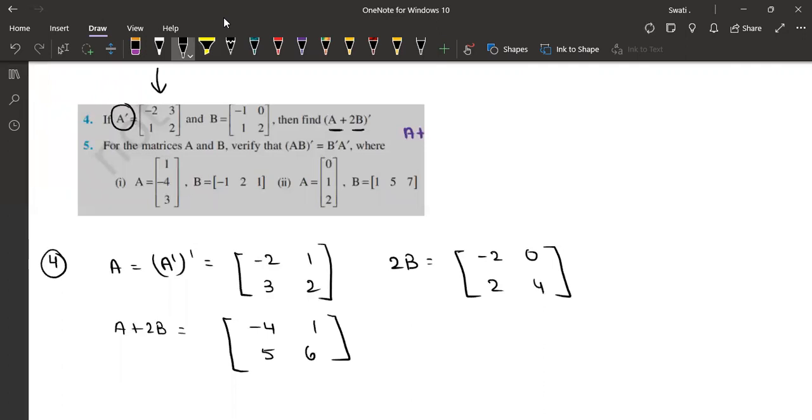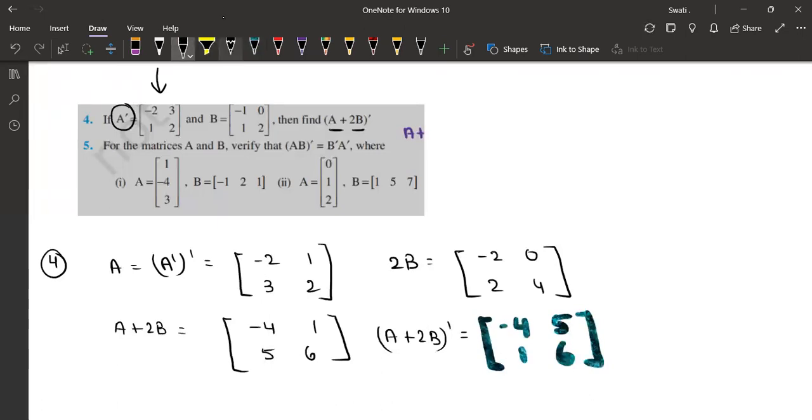But we need to find out (A + 2B) transpose. So simply you are going to change the columns to rows. So first column is -4, 5. That will become the first row. That is -4, 5 here. Second column will become the second row. That is 1 and 6 here. So this is the answer of the fourth question.